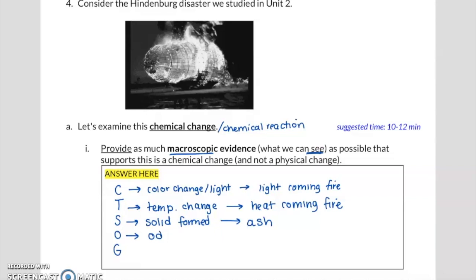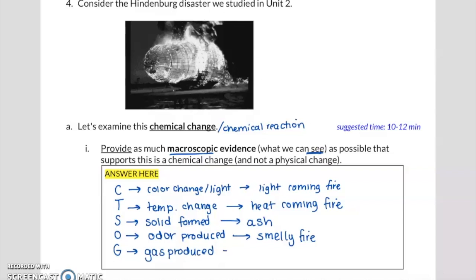O would stand for an odor produced. Although we weren't there, you could imagine that this was probably a pretty smelly fire. For example, if you've ever been camping and built a campfire, there's a smell that's associated with fire. And G stands for a gas being produced.